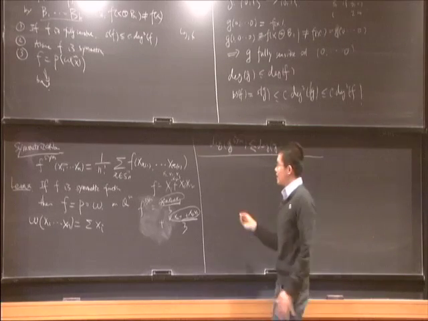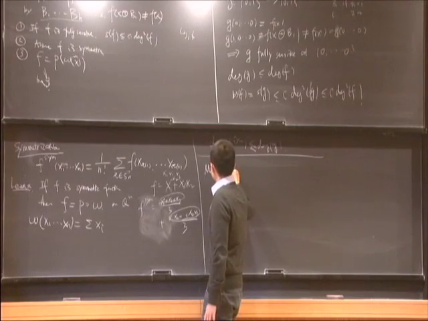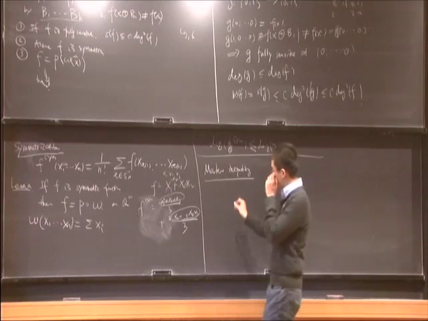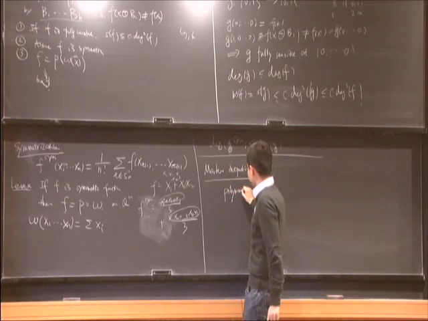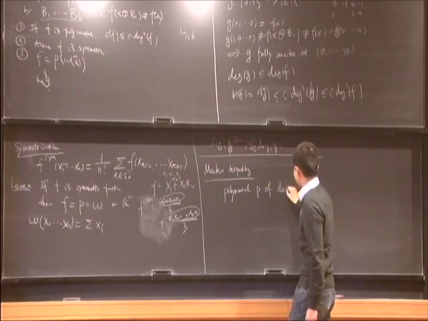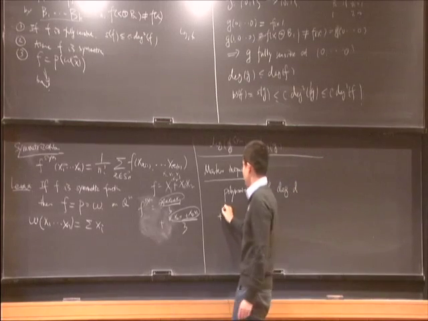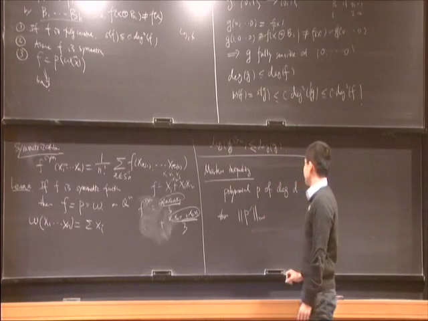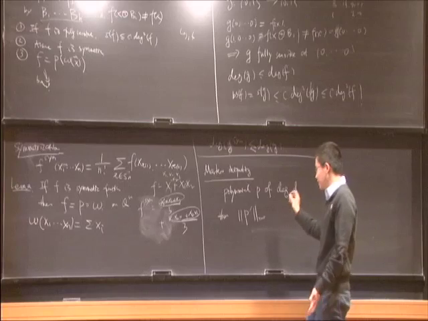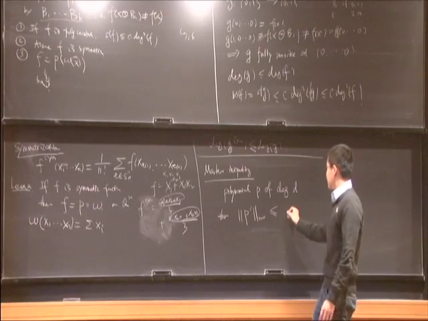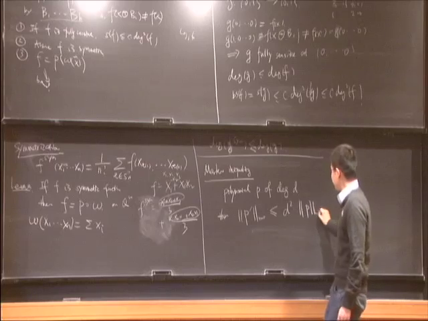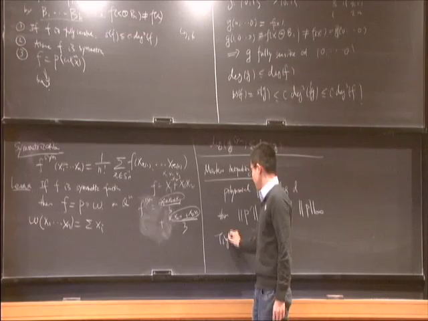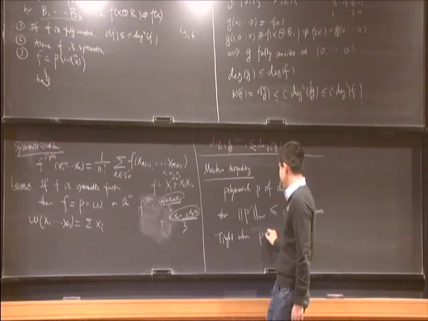So here I will mention what Markov's inequality is again. If we have a polynomial p of degree d, then the L infinity norm of the first derivative on, let's say, -1 to 1, but it doesn't really matter, is bounded by d squared times the L infinity norm of p. And this is tight for the Chebyshev polynomial.